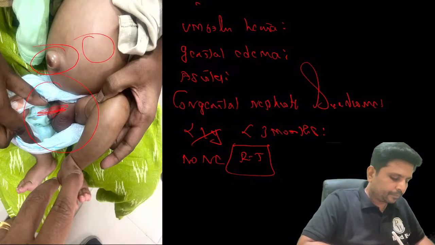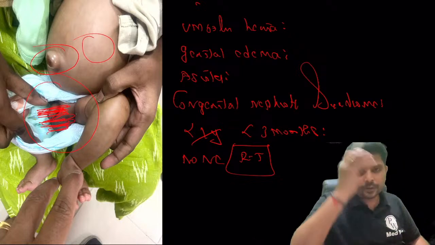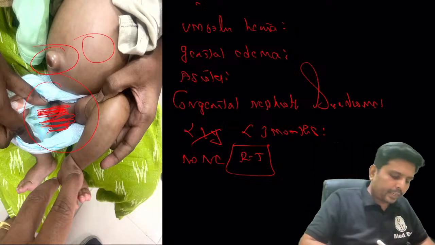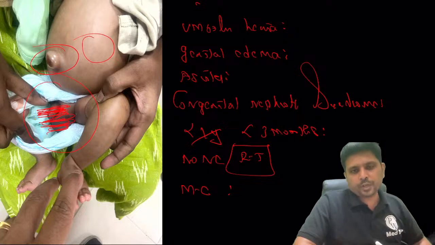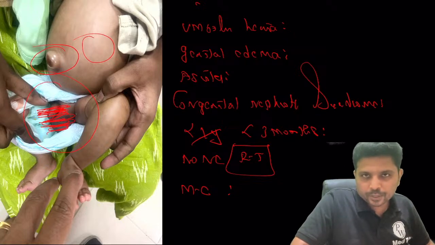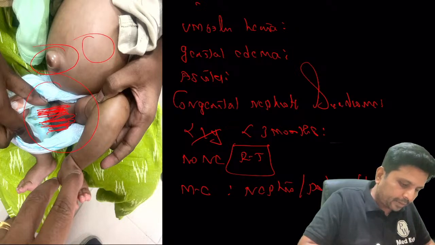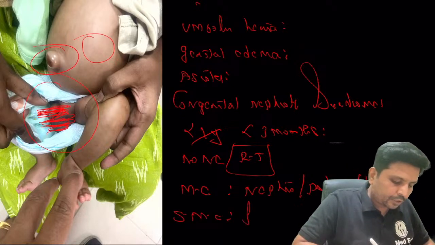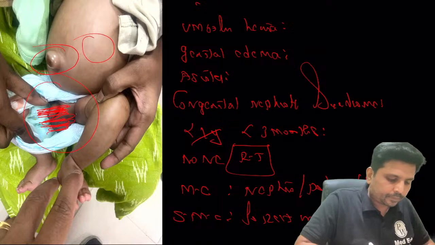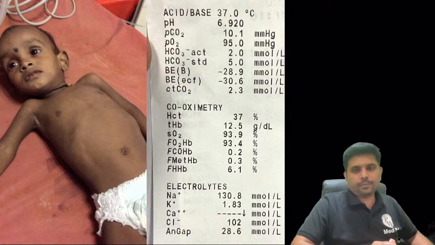What else you need to know? There is no treatment. What is the most common cause? The most common cause is nephrin gene mutation, podocin as well as laminin. Second most common cause, TORCH infection. That's it, congenital nephrotic syndrome.